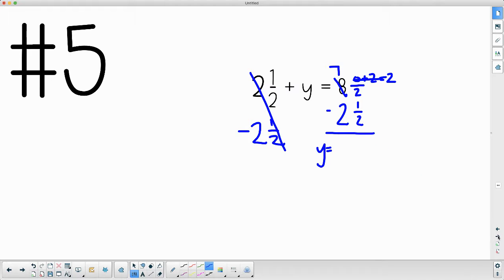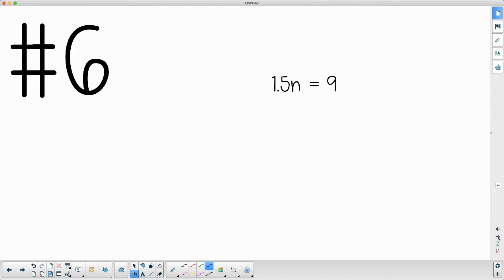Number 6, we have 1.5n equals 9. So the opposite of times is to divide by 1.5. So that cancels out there, and we need to do the same thing to the other side. So as we do this problem to solve for n, we're taking 9 and dividing it by 1.5.